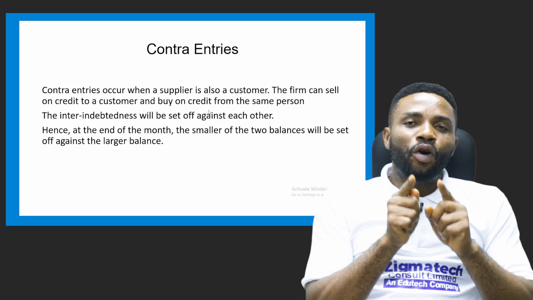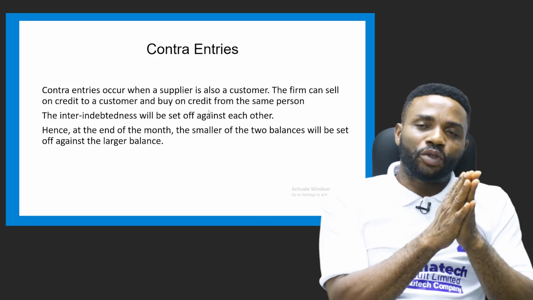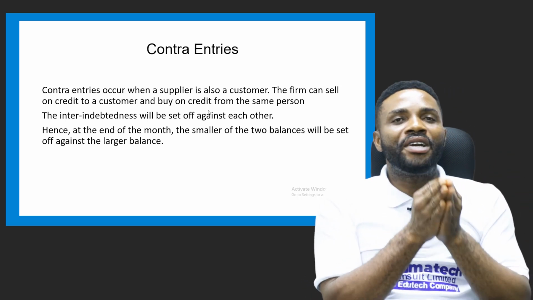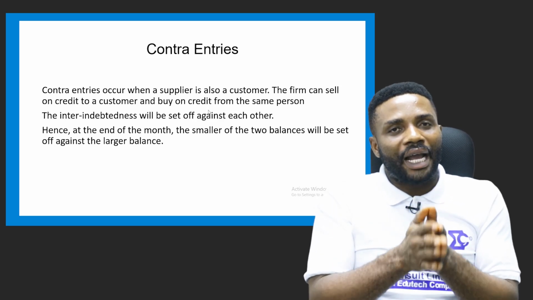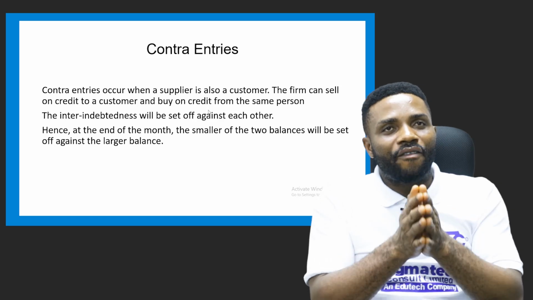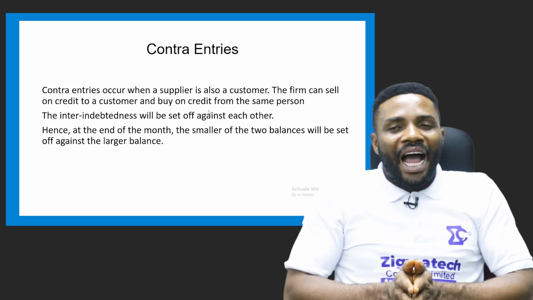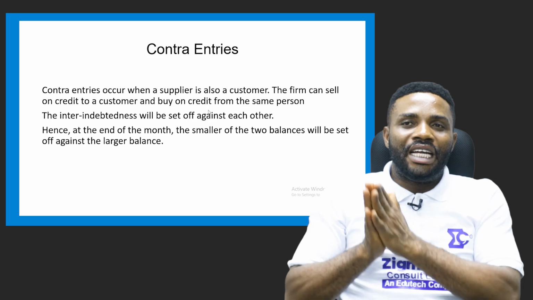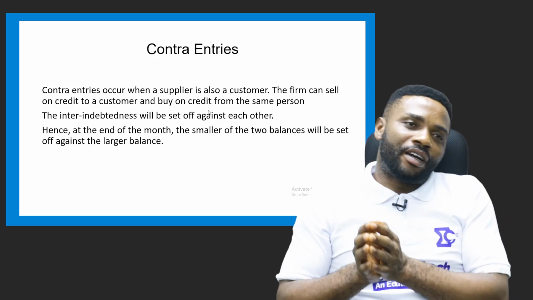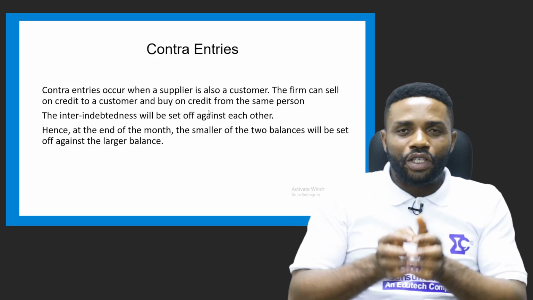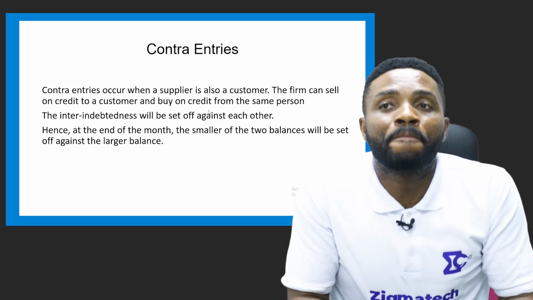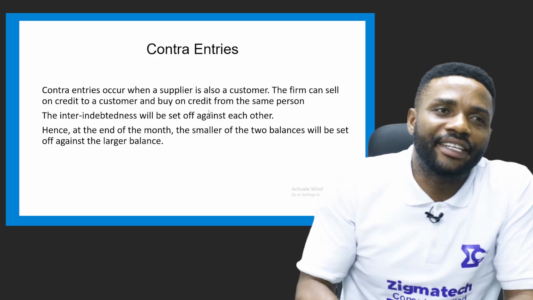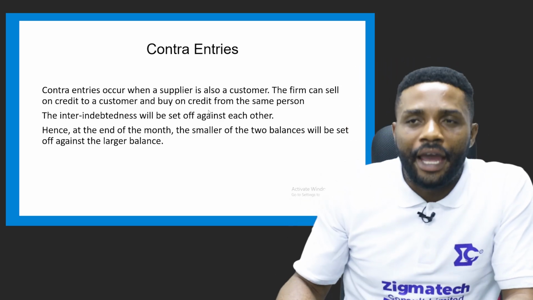Why will it be on the credit side of the debtor's account? It will be there because every transaction that is on the credit side of the debtor's control account reduces whatever your debtors are owing you, and every transaction that is on the debit side of the creditor's control account reduces what you are owing your creditors. So that is how far we can actually explain the concept of contra entry.